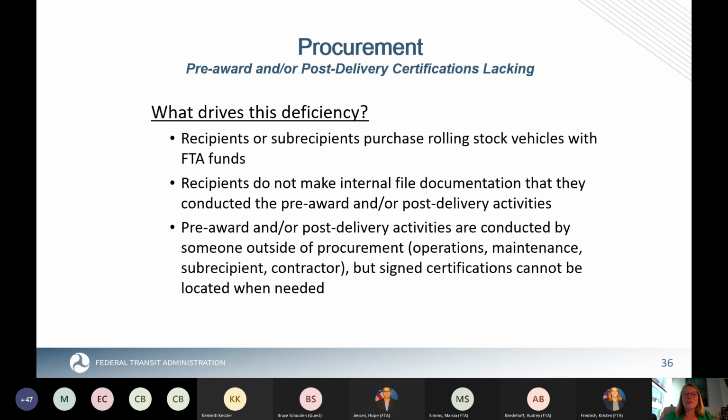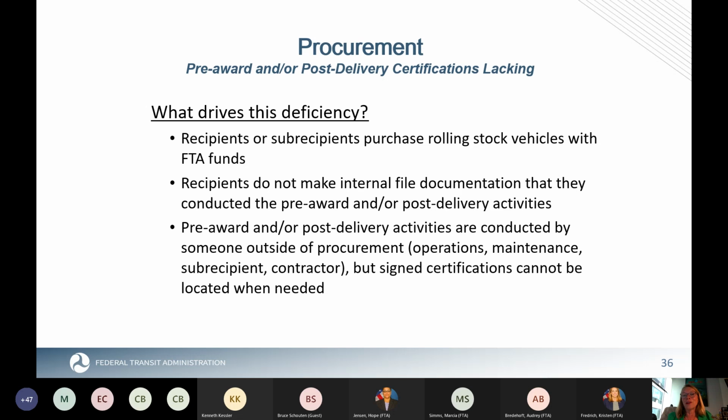And so the potential for deficiency is there when you're purchasing rolling stock with FTA funds. Another driver is that you don't make the internal file documentation that you actually conducted the pre-award and post-delivery audits. And so you didn't actually realize that what you were supposed to do was to also do a certification of that.